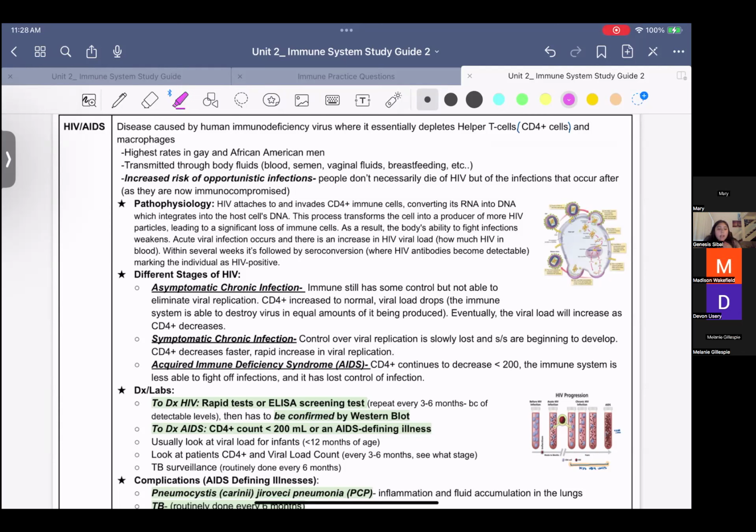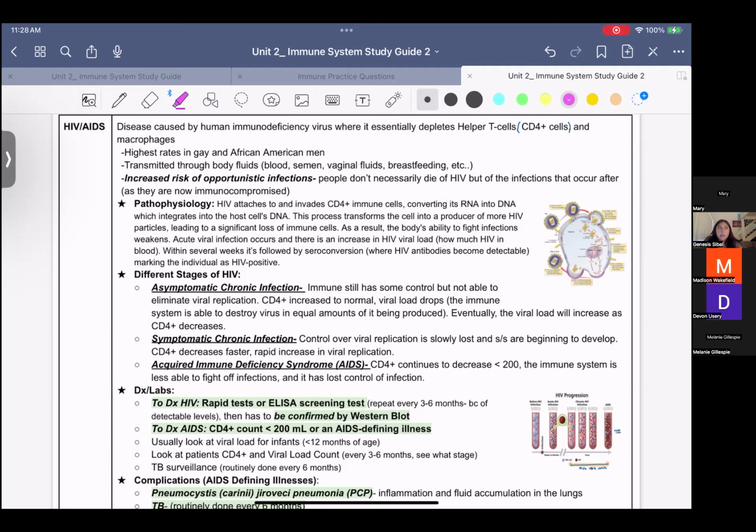So the highest rates of HIV and AIDS are usually seen in gay and African American men. Remember, African American is just a common race that we see. And with gay men, we can obviously see that's because of the increased sexual behaviors they can have, due to unprotected sex and or having multiple sex partners.